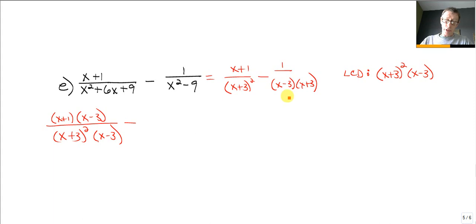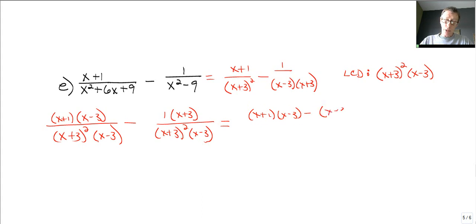For the second fraction, I have an x minus 3, x plus 3. Remember, it's going to have this denominator. And it's going to need another x plus 3 in the multiplication because here I have x plus 3 squared. So my 1 would have to multiply by x plus 3 also. So let's go ahead and simplify this. In my numerator, I'll have x plus 1 times x minus 3 minus x minus 3, all over a common denominator of x plus 3 squared, x minus 3.